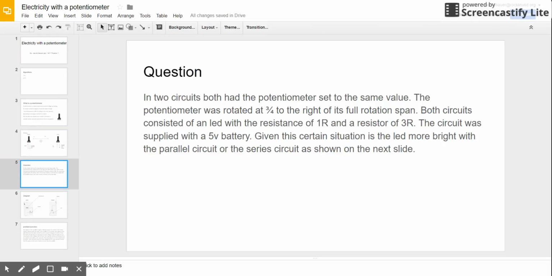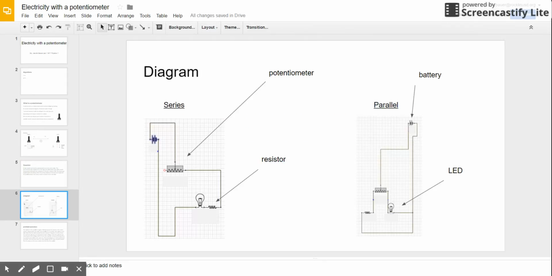Okay, so let's read the question. In two circuits, they both had a potentiometer set to the same value. The potentiometer is rotated at 3/4 to the right of its full rotation span. Both circuits consisted of an LED with the resistance of 1R and a resistor of 3R. The circuit was supplied with a 5-volt battery. Given this certain situation, is the LED more bright with the parallel circuit or the series circuit as shown on the next slide? So these are the two circuits from the previous problem.